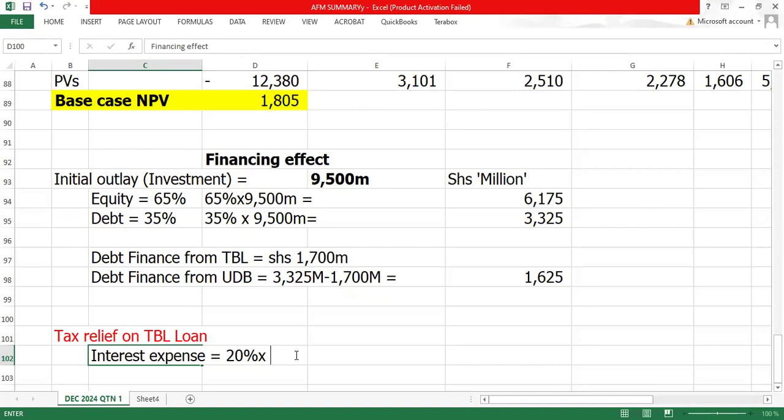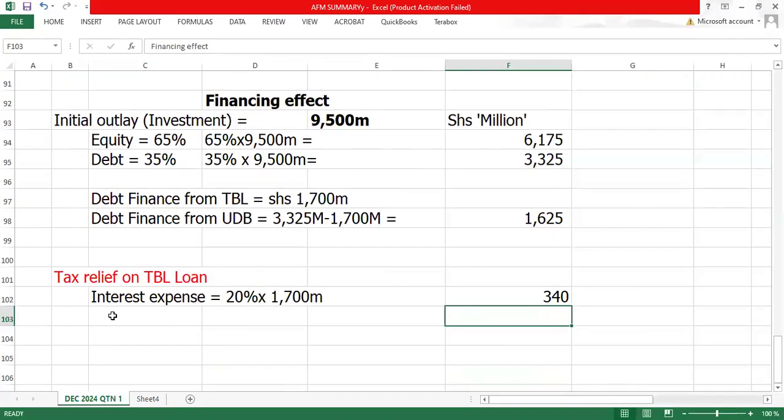20% times the loan amount, which is 1,700 million. And here, what you get will simply be the interest expense, the 20% times this. Here you're getting the interest, but you don't want the interest. You need the tax relief.